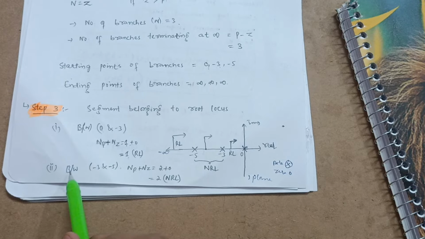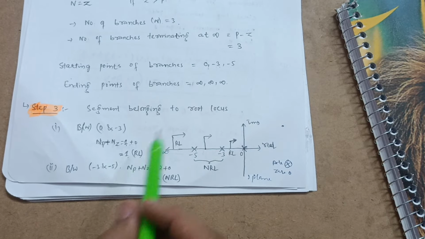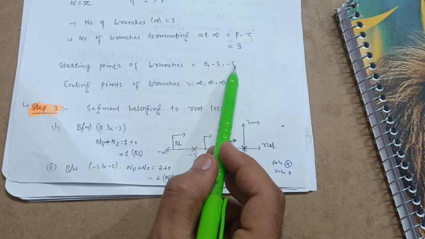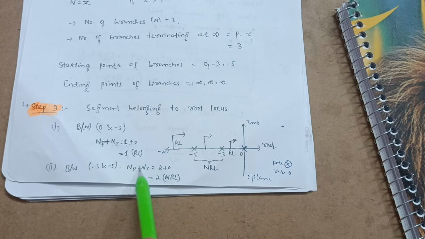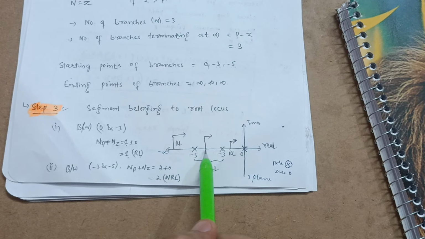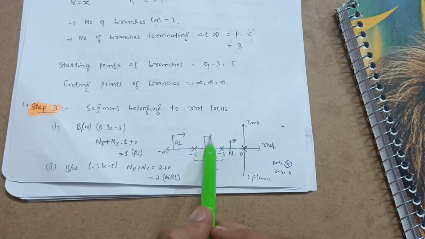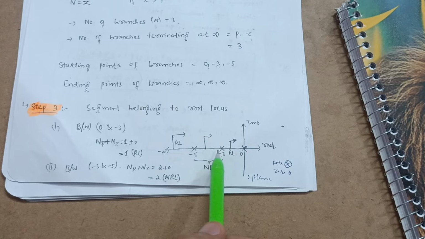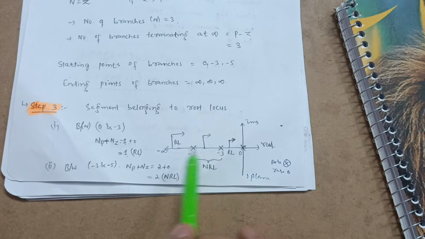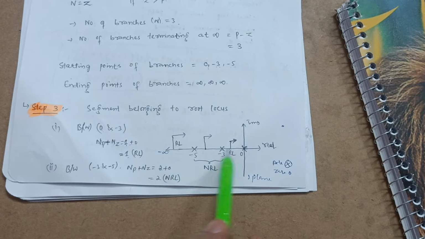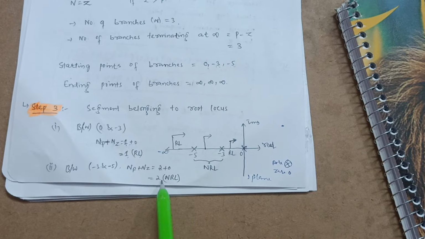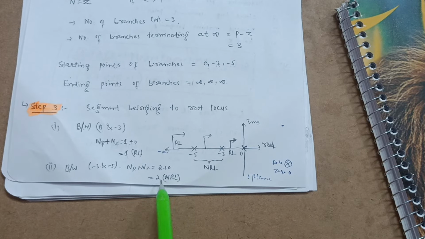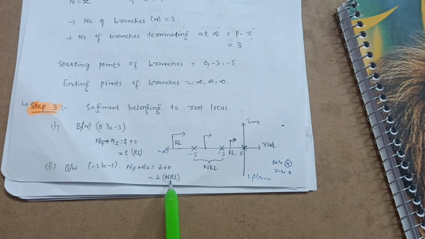Next, between minus 3 and minus 5. So Np plus Nz, number of poles. If I draw the breakaway point, on the right side I have to take the poles. On the right hand side I am getting two poles, 1 and 2. So the number of poles is 2, plus the number of zeros is not present in this. So 2 plus 0 is 2. I am getting an even number, so no root locus exists between these two poles over here.